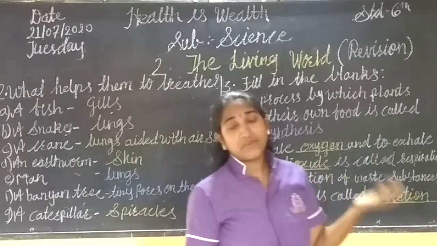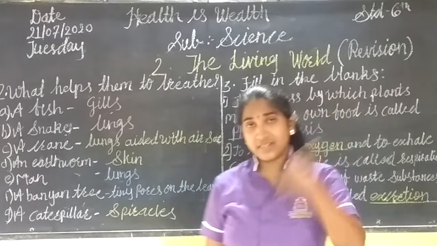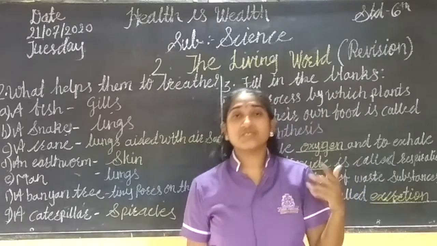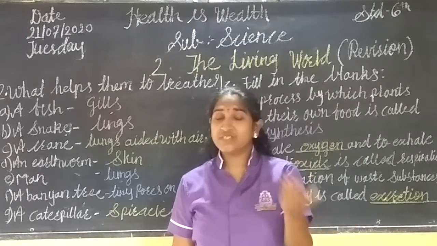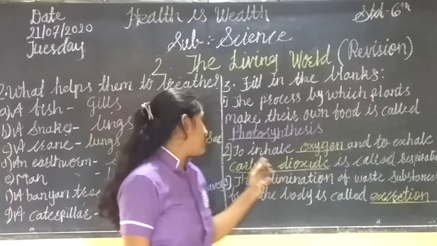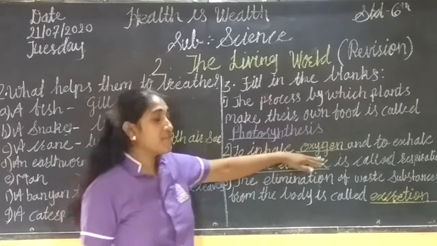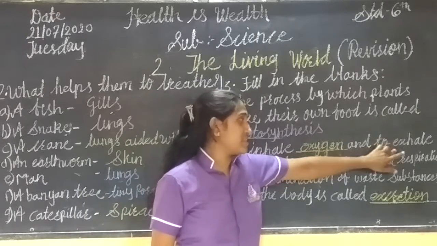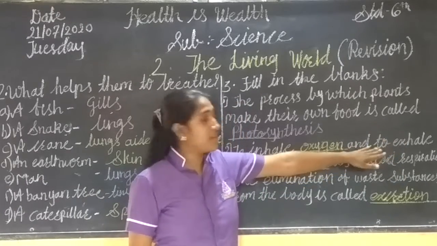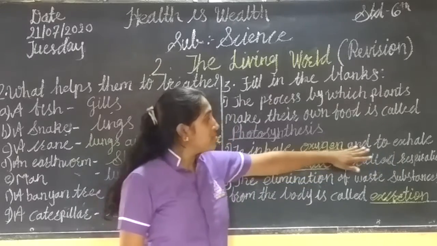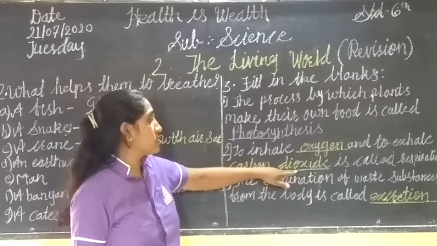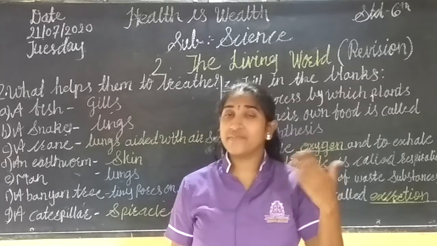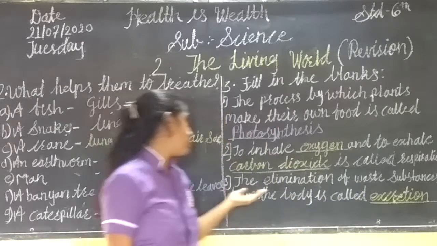Then: to inhale dash and to exhale dash is called respiration. What is the meaning of respiration? That means we are taking air inside and leaving air outside, right? But exactly which air are we taking and which are we leaving? To inhale, what do we take? Oxygen. To inhale oxygen and to exhale carbon dioxide is called respiration. We are taking oxygen inside and leaving carbon dioxide outside.